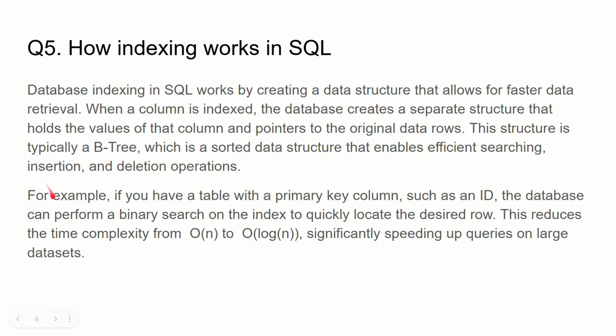This structure is typically a binary tree, which is a sorted data structure that enables efficient searching, insertion and deletion operations. For example, if we have a table with a primary key column such as ID, the database can perform binary search on the index to quickly locate the desired row. This reduces the time complexity from O(n) to O(log n).